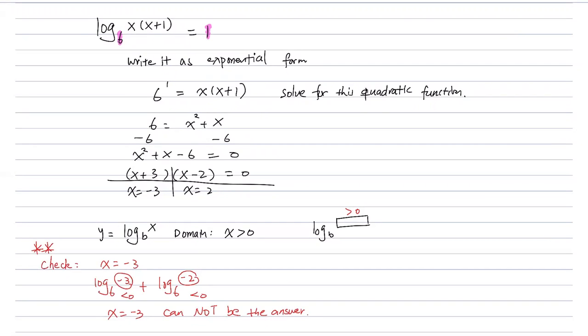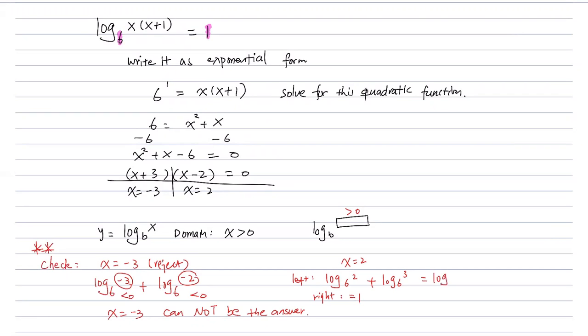Right? So we need to reject x equal to -3 then. And now let's take a look at x equal to 2. Now if I have x equal to 2, then my left-hand side will have log base 6 of 2 plus log base 6 of 3. And then my right-hand side right here, I know that equals 1. So let's just see if my left-hand side equals 1.